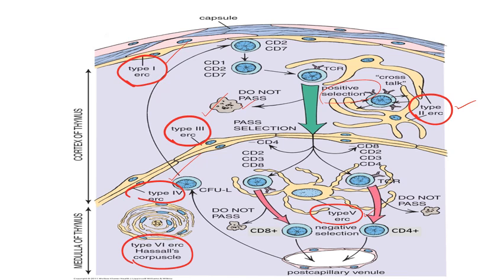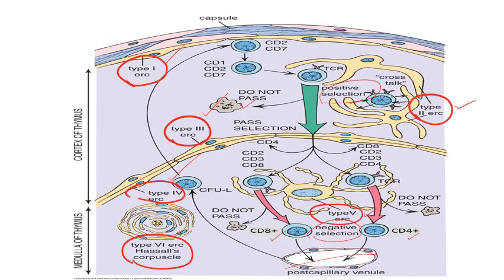Type 5 epithelial reticular cell presents negative selection, and what that is, is that if the T cell does not become CD8 or CD4 positive, it is eliminated. Type 6 Hassall's corpuscle secretes specific hormones that are responsible for thymic development.